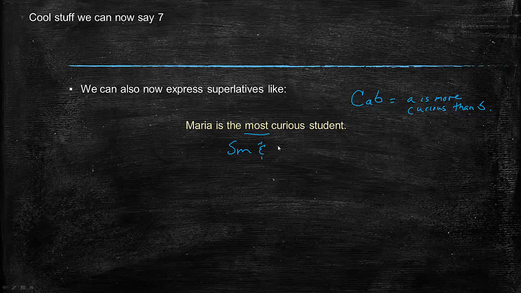Now, you might think you could do this without identity. You might say, well, okay, for all x, if x is a student, then Maria is more curious than x. What would be wrong with that? There is something wrong with it. Can you say what it is?